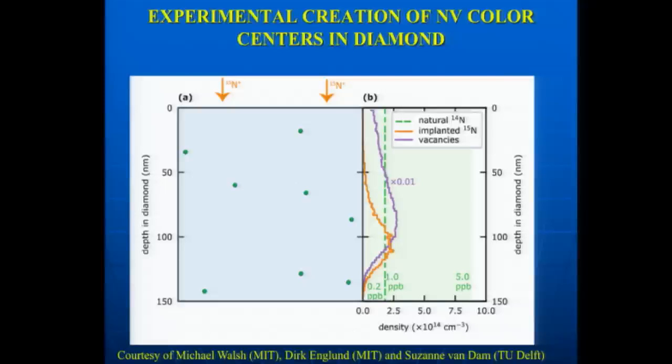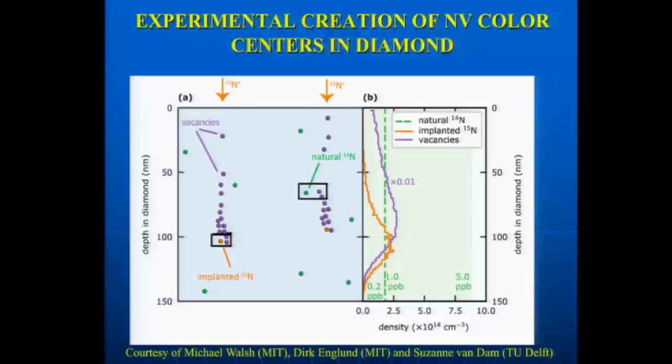Once you implant through ion implantation N15s into diamond, so here's an example of implanted N15, here's an example of implanted N14, that's not the whole story. Ion implantation causes carbon vacancies to occur, and there are lots of them. That's indicated by these purple lines. And there's no way to get around that.